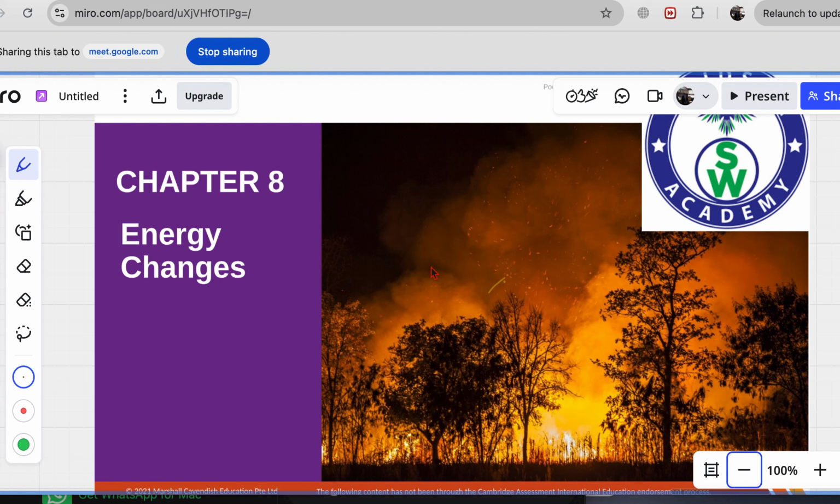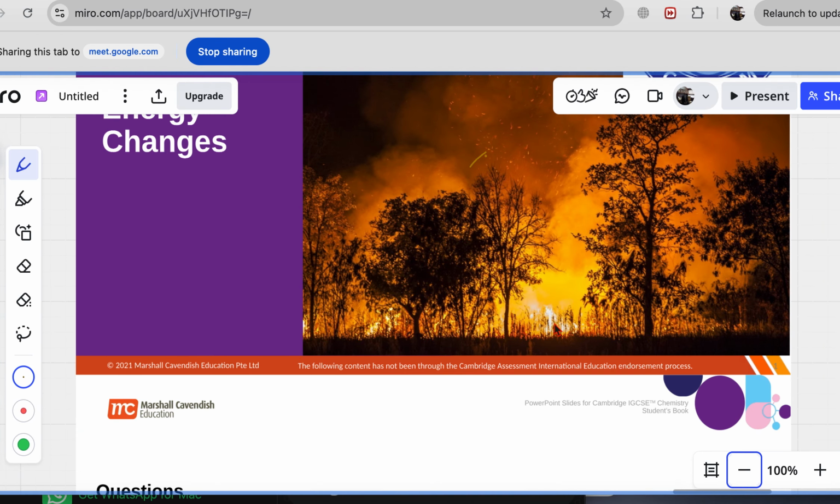Today we're looking at Chapter 8, Chemistry Chapter 8, Energy Changes. If you take a look at this picture, you can see this forest is burning. Since the forest is burning, what we can observe is that a lot of heat is given out to the surrounding. A lot of thermal energy is given to the surrounding.